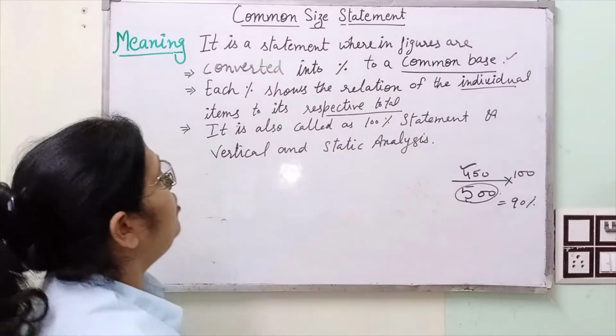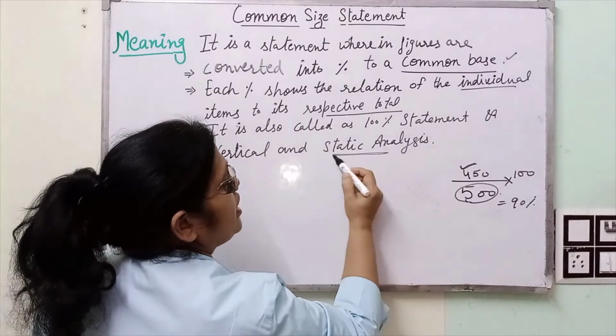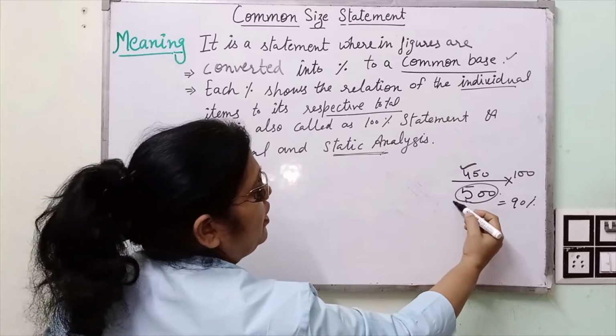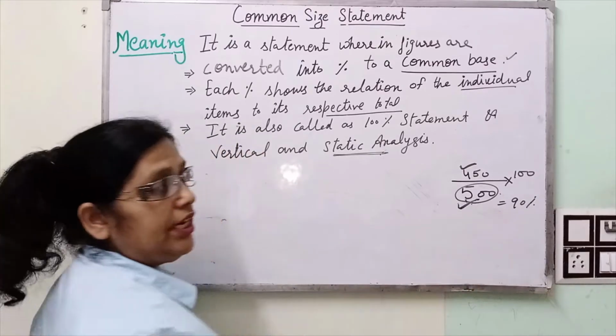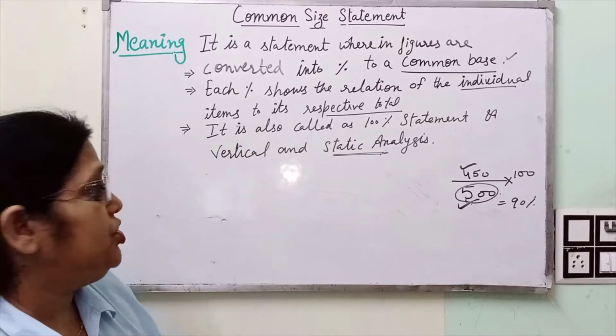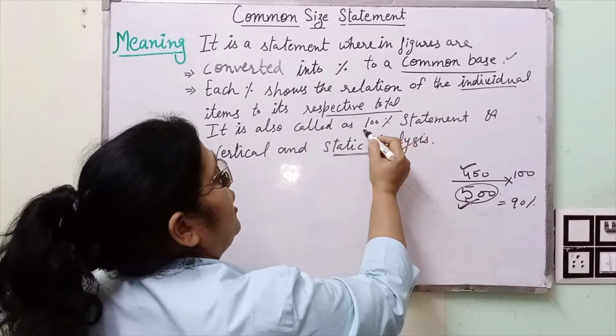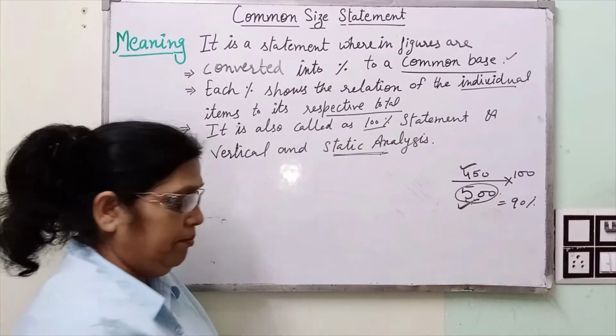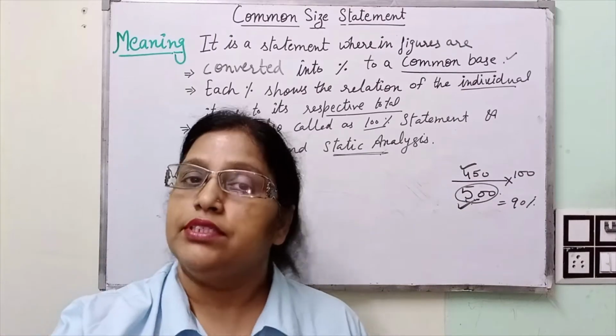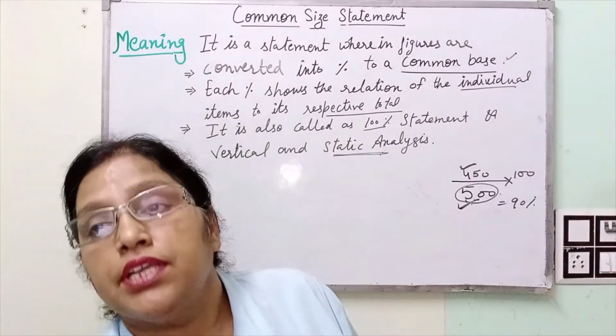Clear? Now this is static in nature, meaning every student has to calculate out of 500. It is static, it can't change. And it is 100% because the common base is considered as 100%. I think this point is clear.